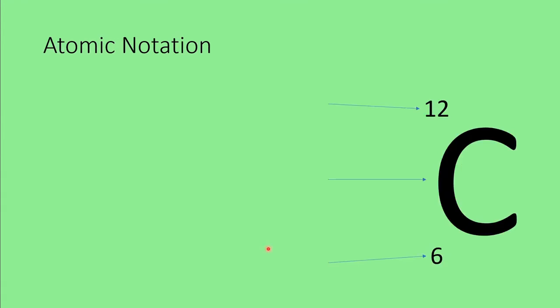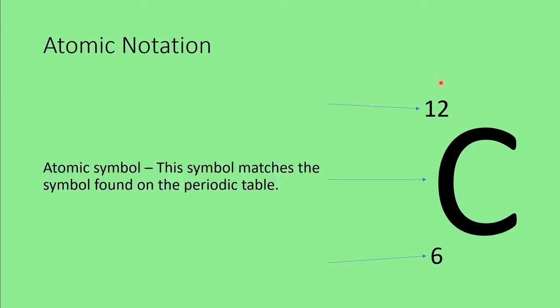Okay, finally, I just want to go through atomic notation. So hopefully you might recognize symbols like this. This is what we use to give us all the information about a particular atom. This big letter in the middle, this is the atomic symbol. This symbol matches the symbol found on the periodic table and tells us what element it is. So in this case, this is carbon.